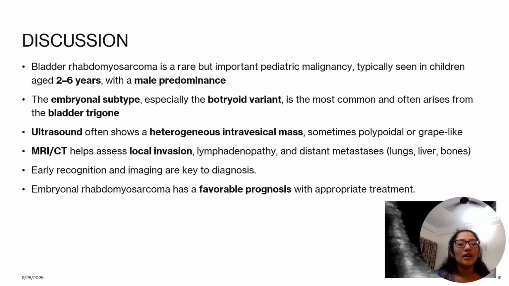So this is again a rare but important pediatric malignancy, typically seen in the age group of 2 to 6 years with male predominance. The embryonal subtype, or the botryoid variant, is the most common type, and it often arises at the bladder trigone. Ultrasound shows a heterogeneous intravesical mass, which is sometimes polypoid or grape-like. MRI and CT are very useful in assessing local invasion, lymphadenopathy, and the presence of distant mets. Usually, it shows a favorable prognosis with appropriate early treatment.